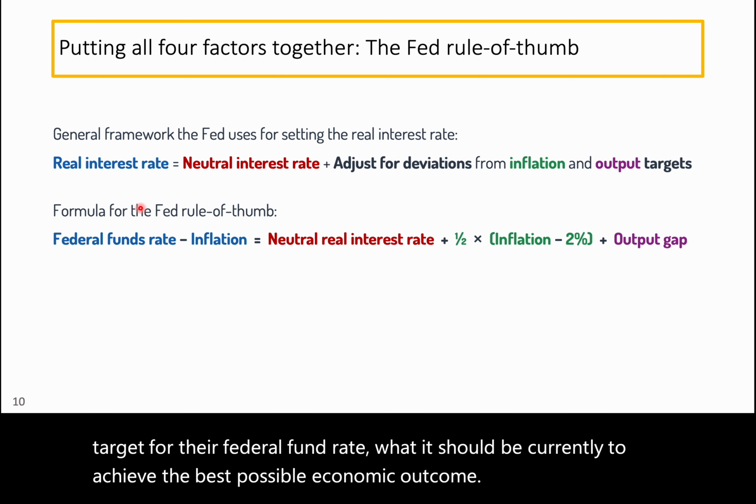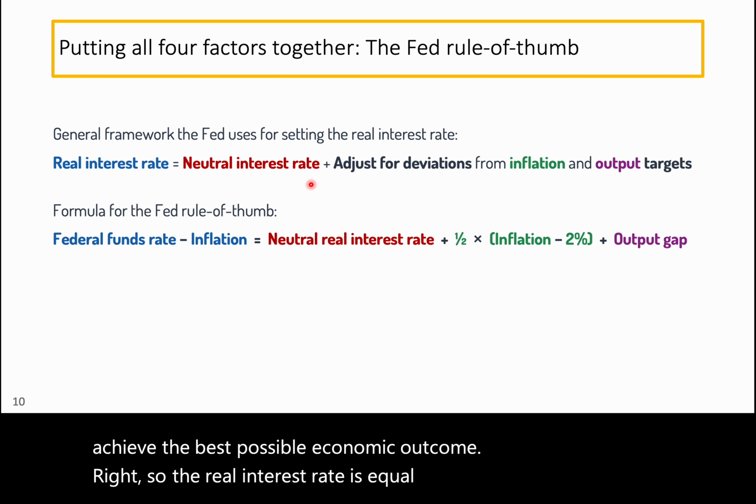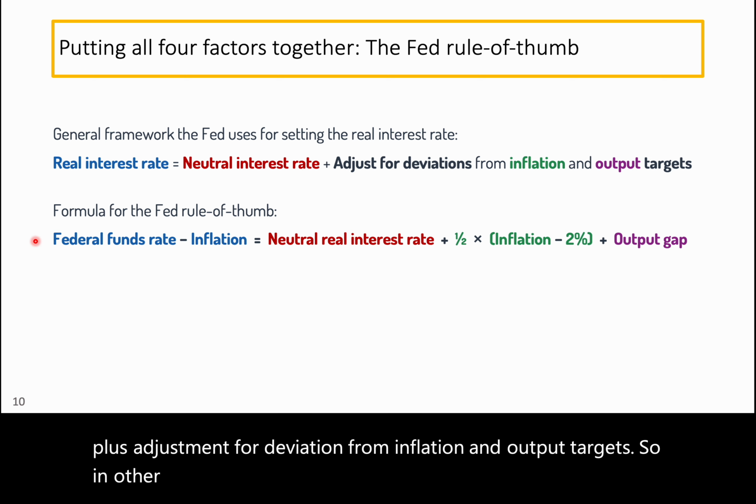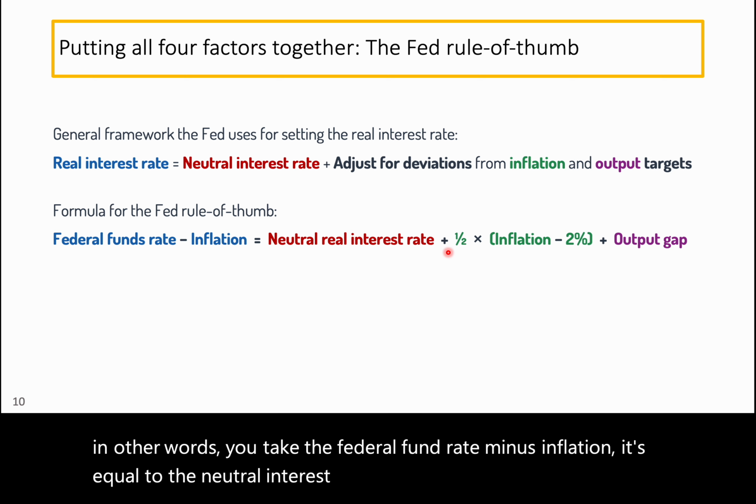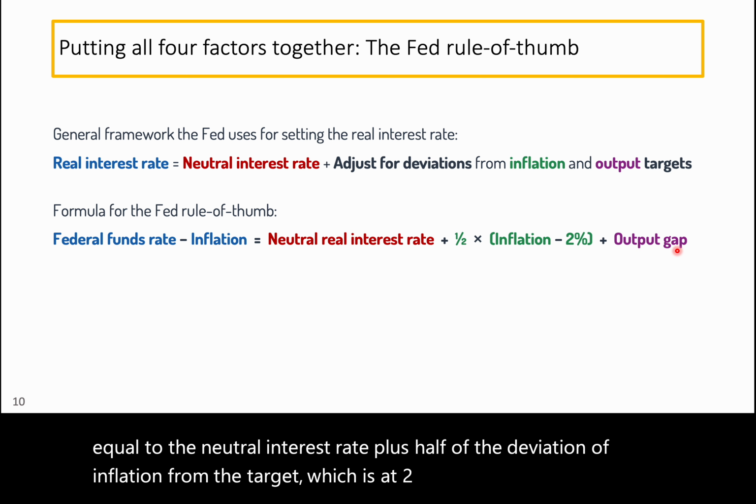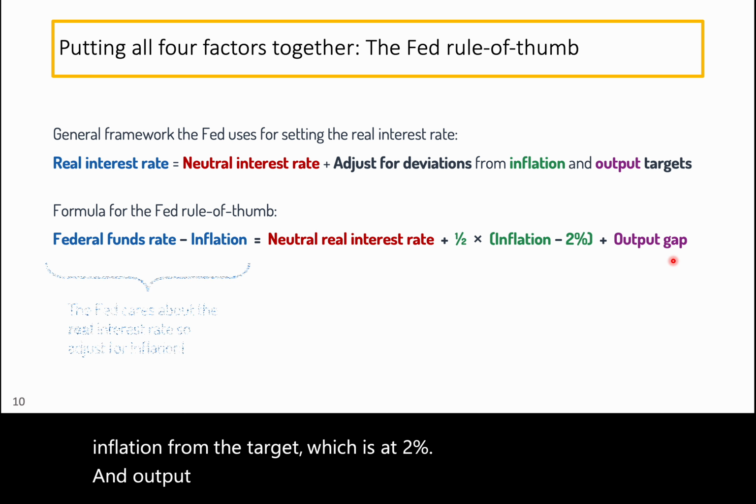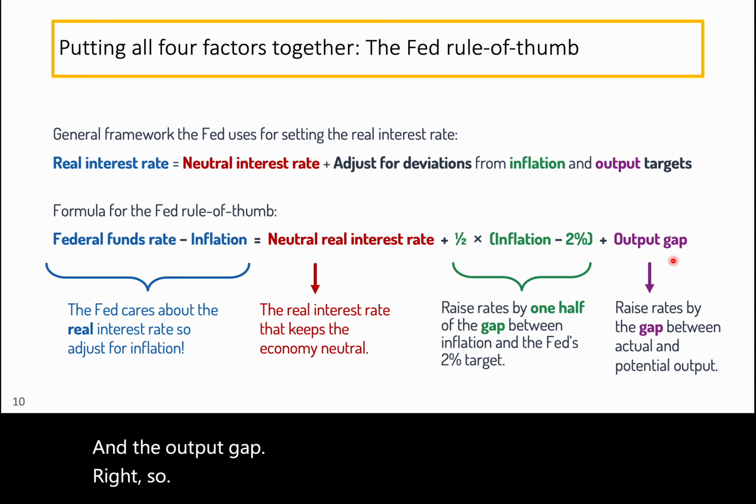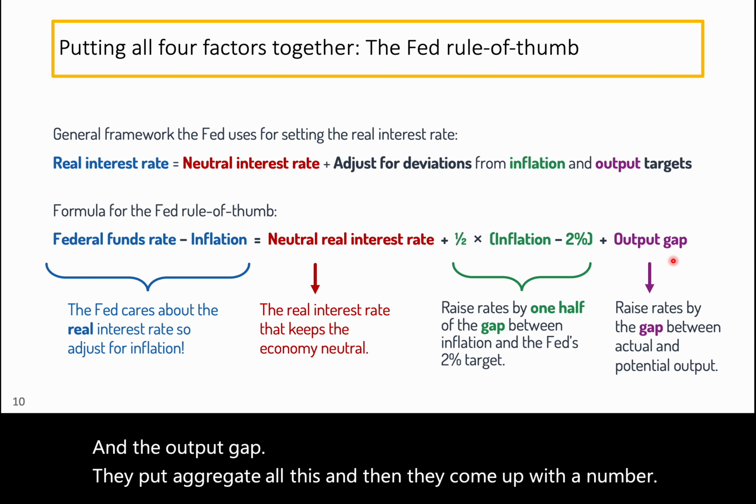The real interest rate is equal to that neutral interest rate plus an adjustment for deviation from inflation and output targets. In other words, you take the federal funds rate minus inflation. It's equal to the neutral interest rate plus half of the deviation of inflation from the target, which is at 2%, and the output gap. They aggregate all this, and then they come up with a number. Right, so let's look at an example.